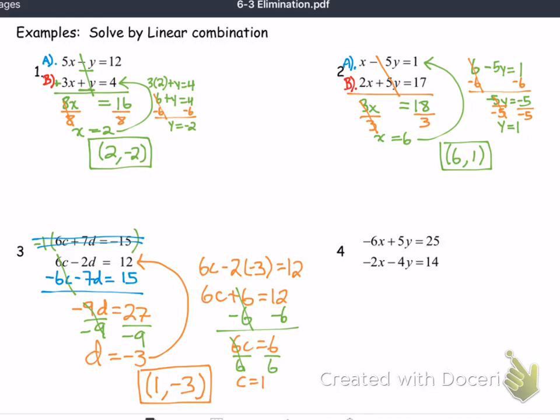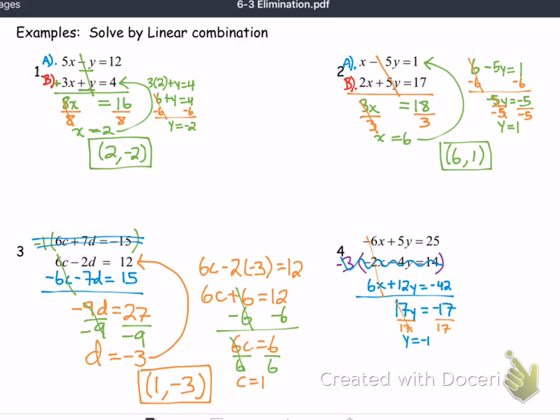If you look at number 4, take a pause and see what you have to multiply by to get rid of one of the variables. If you notice that negative 2 is a factor of negative 6, you just have to multiply everything by negative 3, then you're correct. Once you distribute that, your line B turns into a positive 6x plus 12y is equal to negative 42. Then line A and your new line B can be added up and down, and you can eliminate the negative 6x and the positive 6x. So why don't you go ahead and solve for y now.